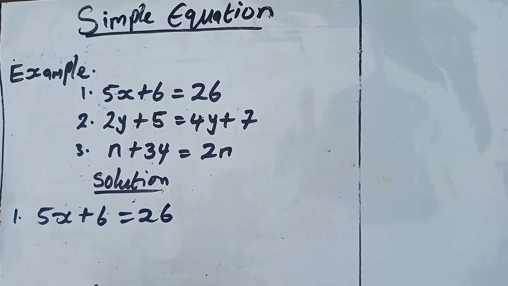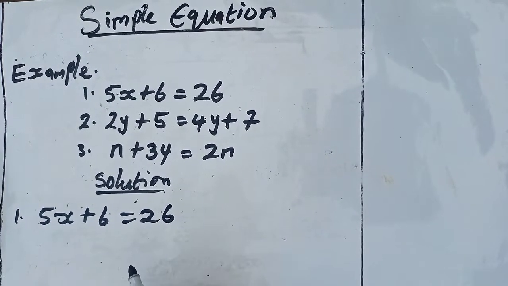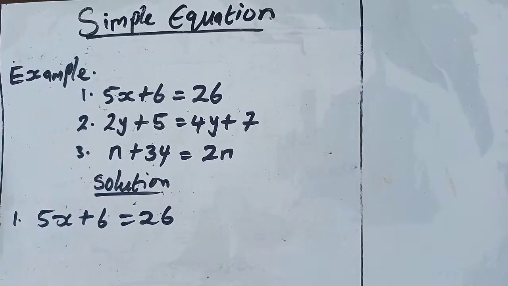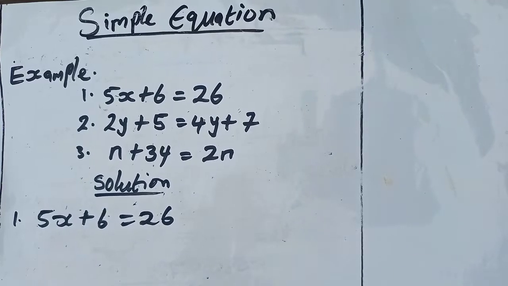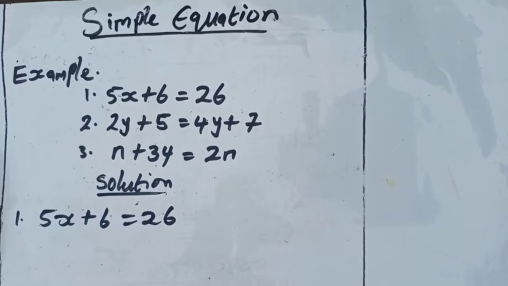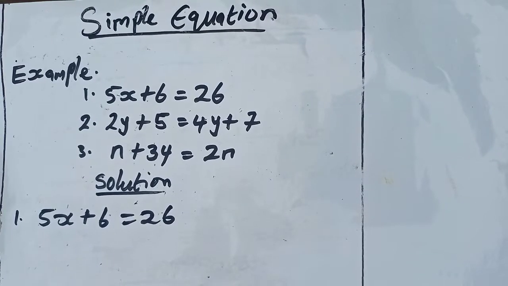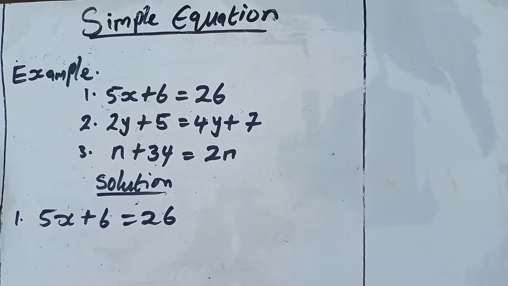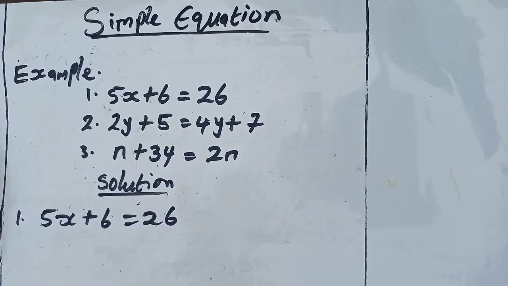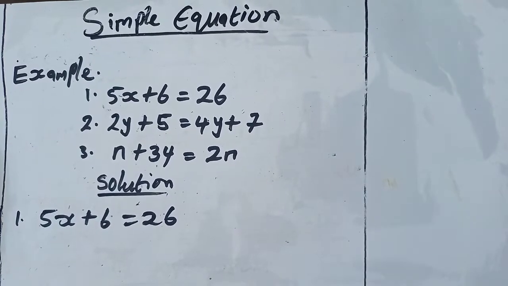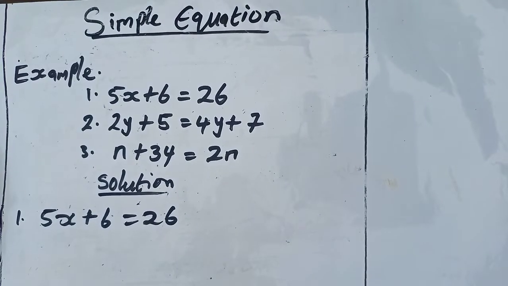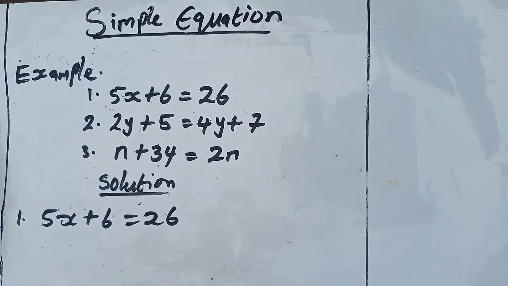So the next thing to do here is to collect our like terms. In every equation, we only have two sides to it. You see that we have a known and the unknown. So in solving simple equation using collecting like terms, it just involves taking our known to one side and the unknown to the other side. So here in this example, we have 5x plus 6 equals 26.